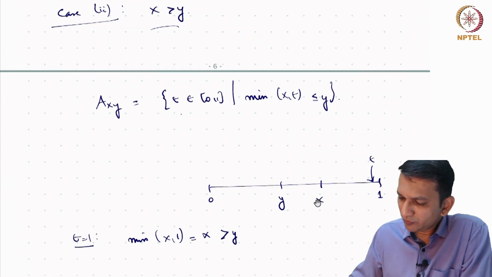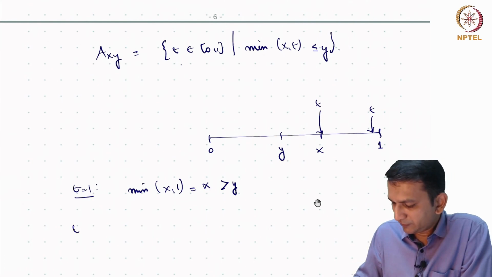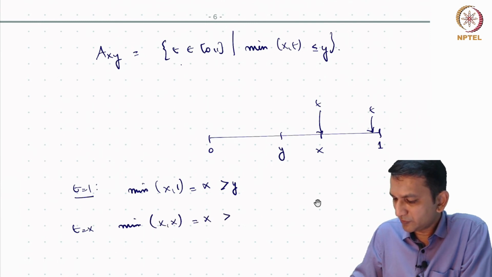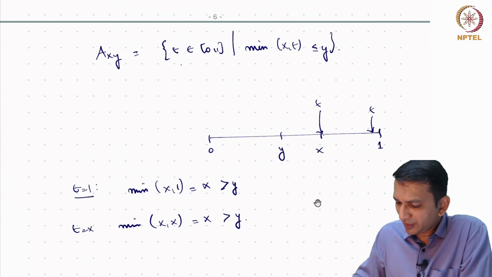Then what would work for us? What if t comes close to x, or what if t is actually equal to x? If t is equal to x, we see that min of x comma t is min of x comma x, which is greater than y. So clearly any t greater than x is not going to work. But what if t is between y and x?